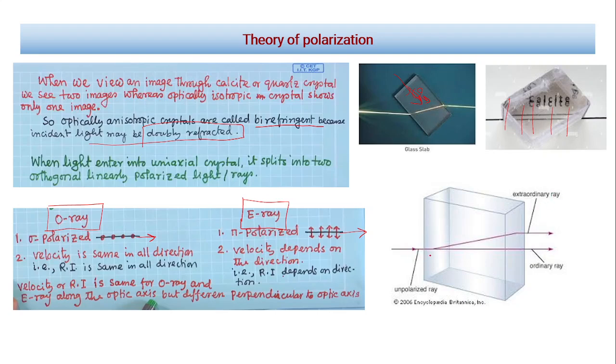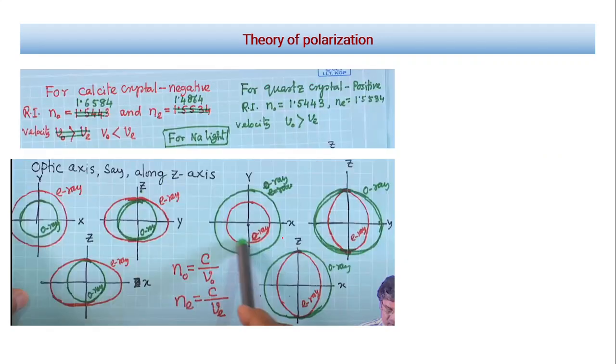If the incident light is going along the optic axis, say the optic axis of the material is along this, then we'll not see two rays coming, we'll see just a single ray coming out. Okay, because the velocity and refractive index are the same for the O ray and E ray along the optic axis but different perpendicular to this optic axis. Okay, so this is the O ray, it is sigma polarized, its velocity is the same in all directions, and then we have the E ray which is pi polarized and its velocity depends on the direction.